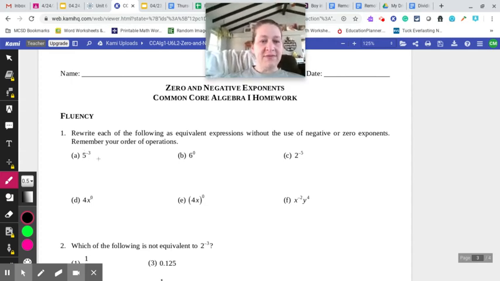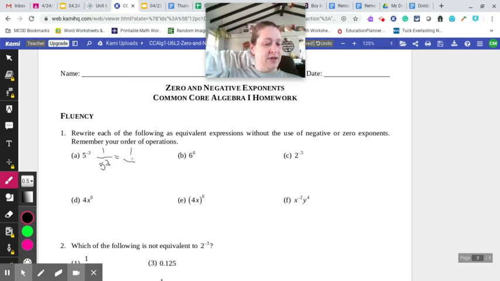Okay, so we have 5 to the negative third. Whenever you have a negative exponent, it's actually being divided. So we have 1 over 5 to the third. So pretty much all I did was just move it down to the bottom, or the denominator, and took out the negative sign, okay? And 5 to the third is 125.